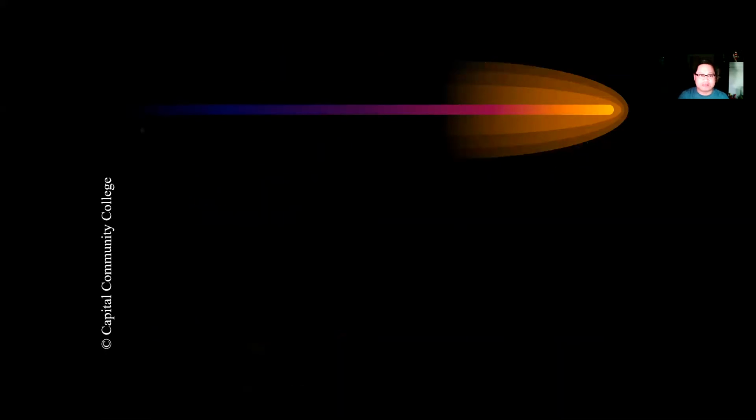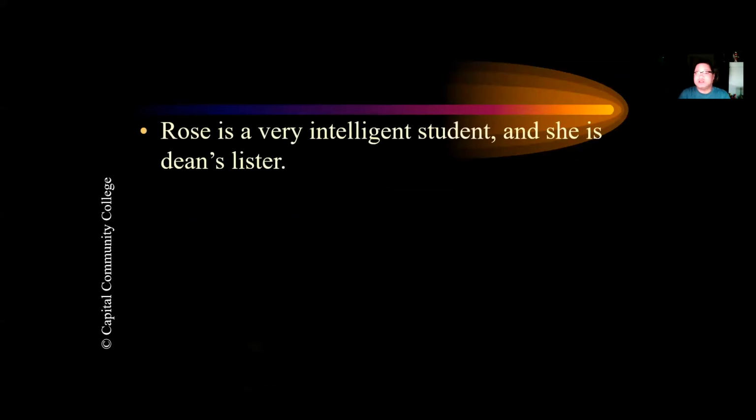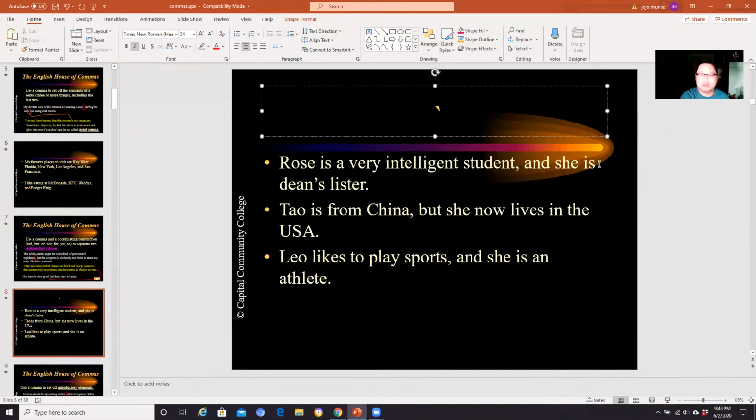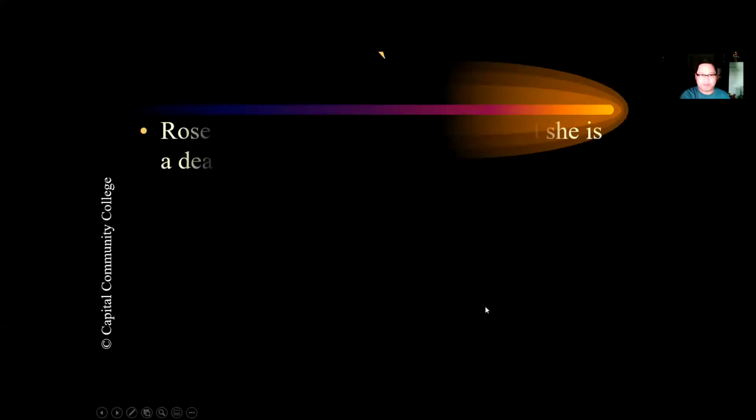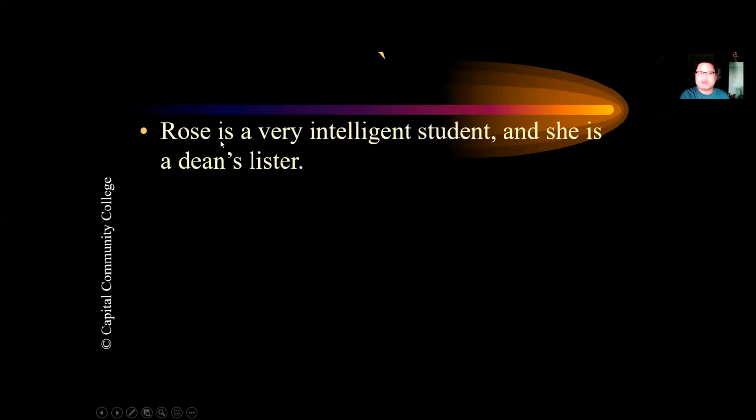I have another example. Rose is a very intelligent student. That's one sentence, comma, and she is a dense lister, okay? So there's a missing article right here, so let's correct that. She is a dense lister. Okay, so this is one sentence right here. Rose is a very intelligent student. I have another sentence. She is a dense lister. So I'm combining these two sentences, and then I'm using the word and. If you have the word and, make sure there is a comma before it, okay?